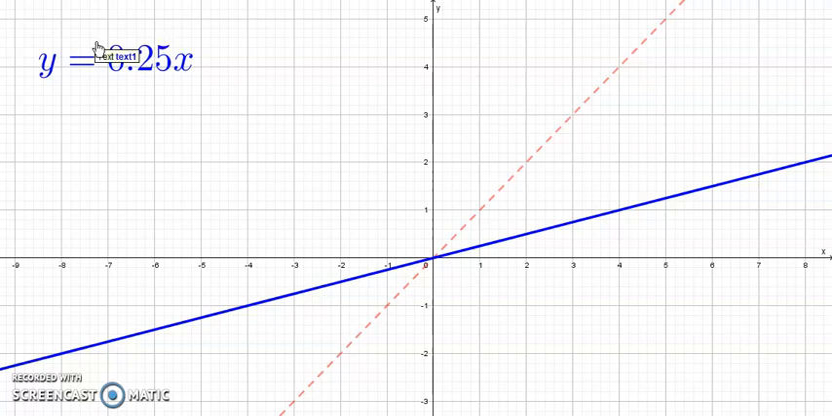So that's the effect of that number over there. It messes with the gradient of the line. And the final case to consider is what happens when that number is negative.